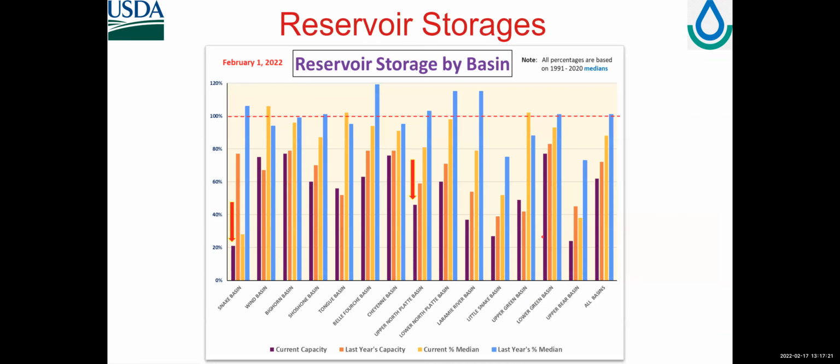Okay, next one. Here are the reservoir storages by basin, and I highlighted some with red arrows. The capacity is really low at the Snake Basin, and the percent capacity also for the Upper North Platte Basin as well. Statewide, we are below median for storages. And that's what you're seeing: the current capacity, last year's capacity, current percent of median, and last year's percent of median. And on the far right is the collective for all basins. And we are currently, like I said, below median.